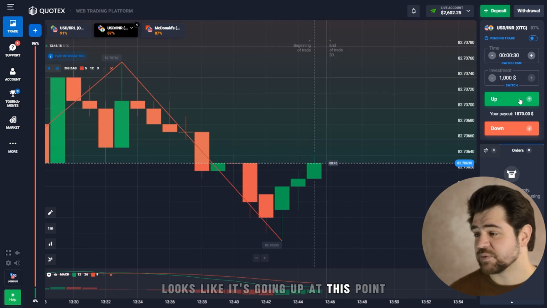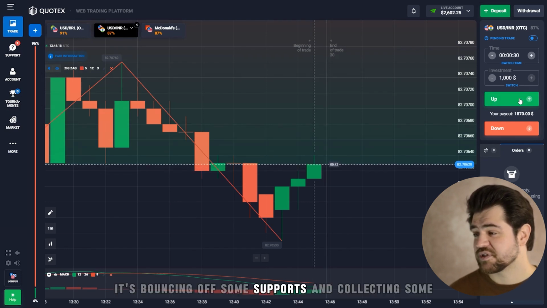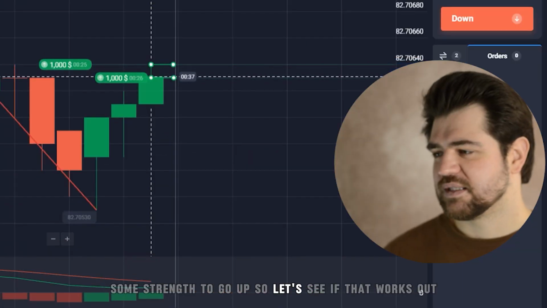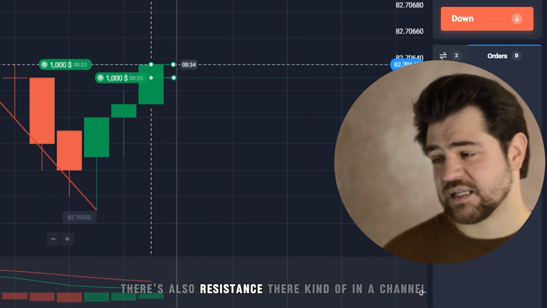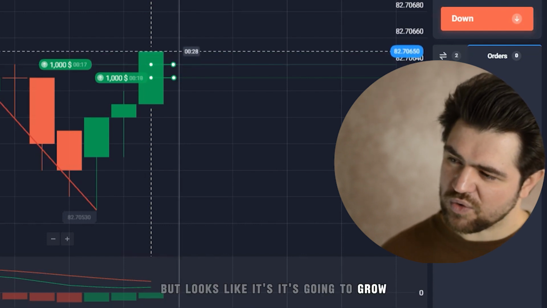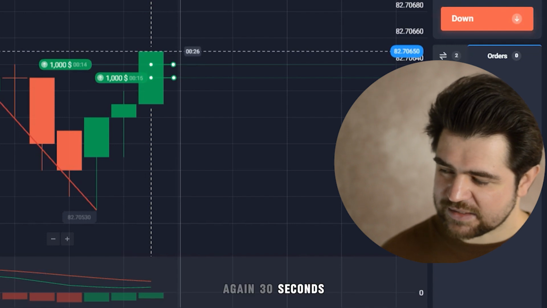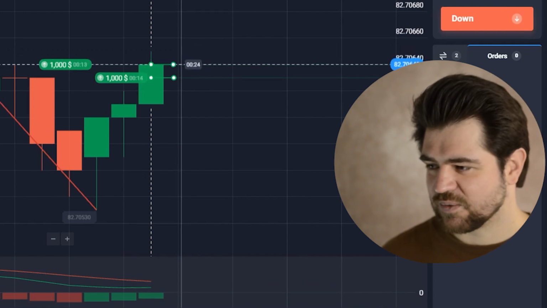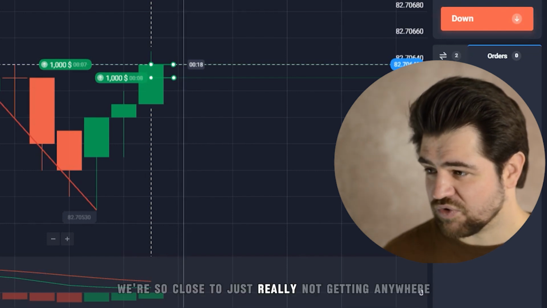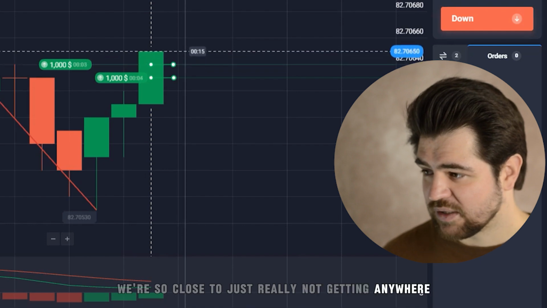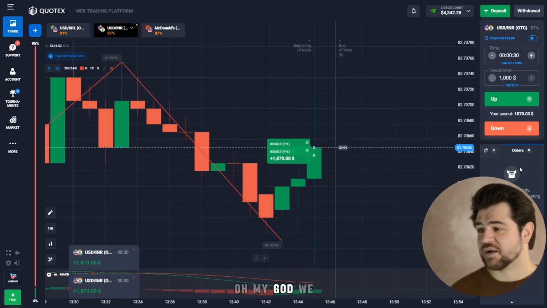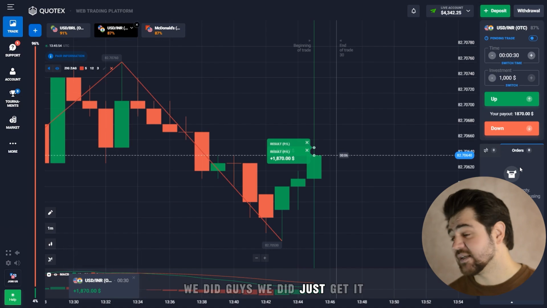Looks like it's going up at this point. It's bouncing off some supports and collecting some strength to go up. So let's see if that works out. There's also resistance there, kind of in a channel, but looks like it's going to grow. Again, 30 seconds. It's so volatile. Look at it. We're so close to just really not getting anywhere. It is just absolutely crazy. Oh my god, we did, guys. We did just get it.